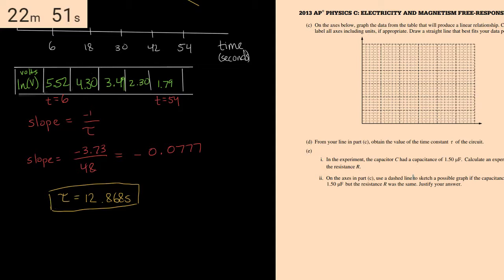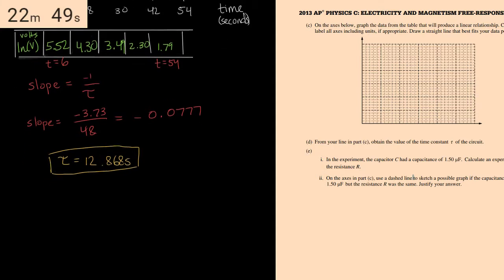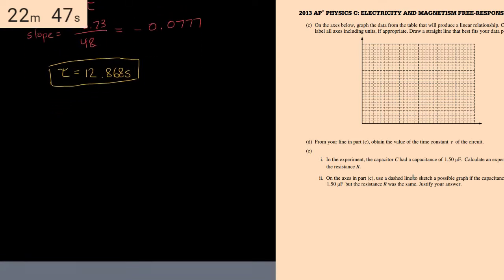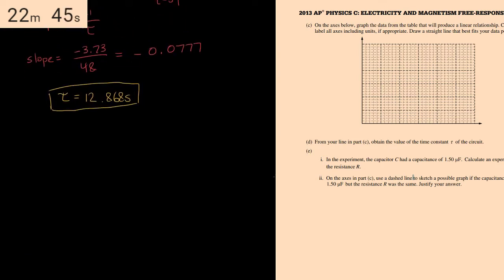All right, final part of the problem. We've got about 7 minutes to do it. Looking pretty good on time. Oops, at the bottom. All right, let's read it. In the experiment, the capacitor C had a capacitance of 1.50 microfarads. Compute an experimental value for the resistance R. Hey, we have the time constant equal to RC. We know the capacitance, so let's calculate the resistance.